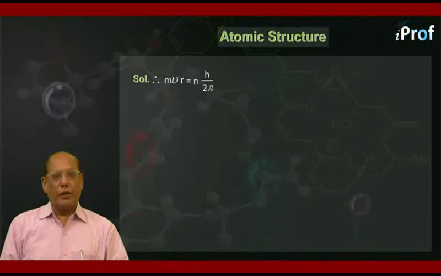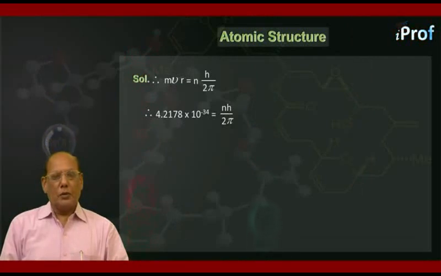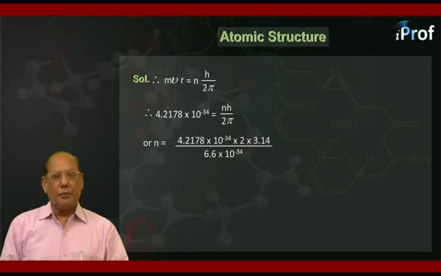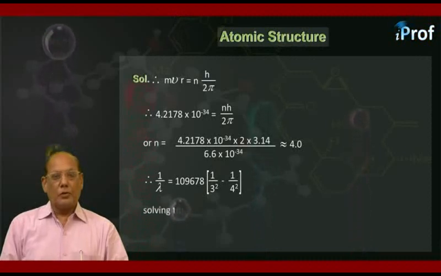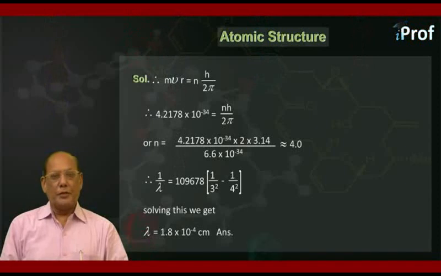Since we know mvr equal to nh upon 2 pi, therefore 4.2178 into 10 to the power minus 34 is equal to nh upon 2 pi, or n equal to 4.2178 into 10 to the power minus 34 into 2 into 3.14 divided by 6.6 into 10 to the power minus 34. On solving, this comes out to be approximately 4. Therefore, 1 upon lambda will be equal to 1,09,678 multiplied by 1 upon 3 square minus 1 upon 4 square. Solving this, we get lambda equal to 1.8 into 10 to the power minus 4 centimeter, and that becomes the answer of this question.